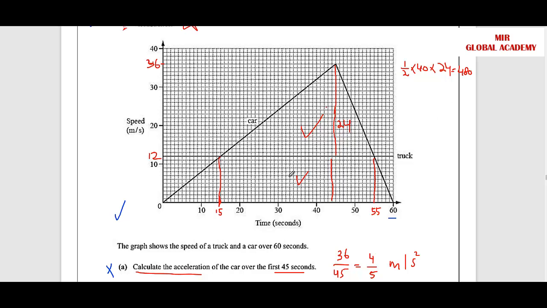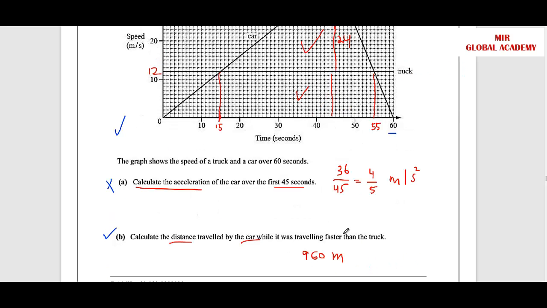Now we have to calculate the area of this rectangle. Here it is 40 and it is 12. 40 into 12. This area is also 480. So the total distance covered is 480 plus 480. That is 960. So the distance covered by the car when its speed was greater than the speed of the truck is 960 meters.